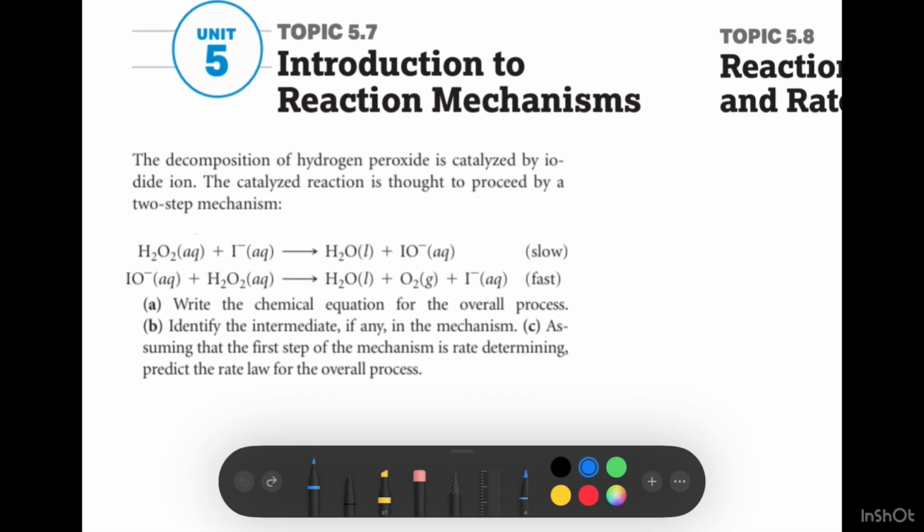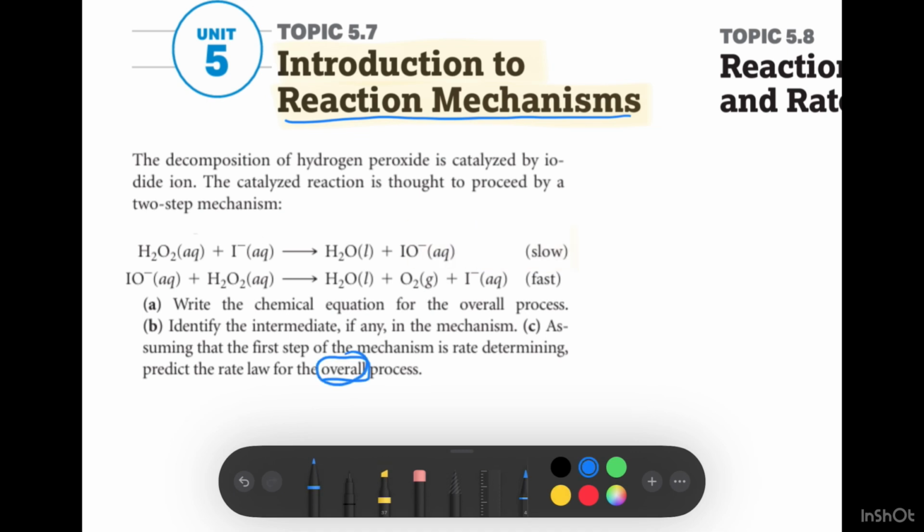Today we'll introduce you to reaction mechanisms. The concept of reaction mechanism describes the elementary steps of a certain reaction. We can notice that we have two equations for only one reaction. These two steps are called elementary steps, and we can notice that one of them is slow and one of them is fast. We have to learn that the slow step is called the rate determining step.